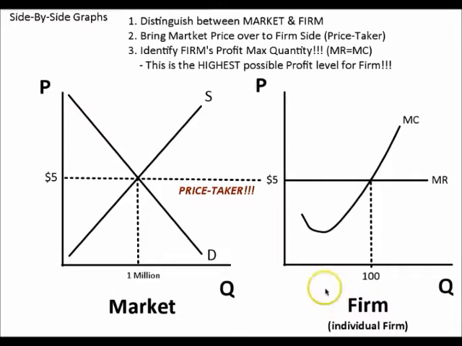Now, what we need to realize is that this firm is one of many, many other firms that produce an identical product. So if you take a look at the supply curve on the market side, this supply curve represents tons and tons of firms, thousands of firms perhaps. Whereas on the right side of our side-by-side graph, this firm represents just one. So if you take a look at the quantities, we have 1 million units produced by the market. This one firm can only produce 100. So it's a very, very small percent of the larger market.